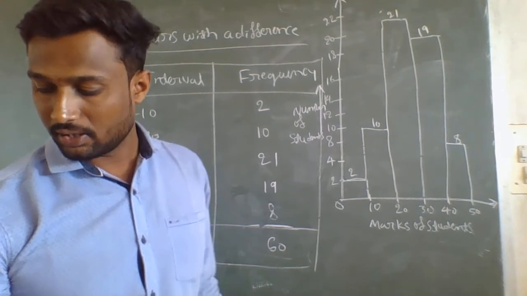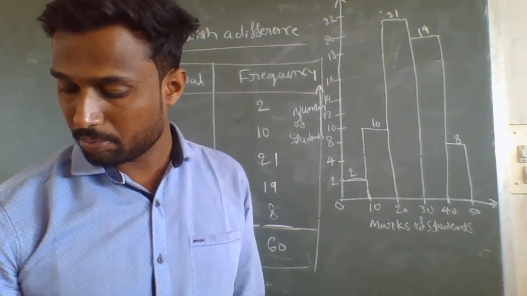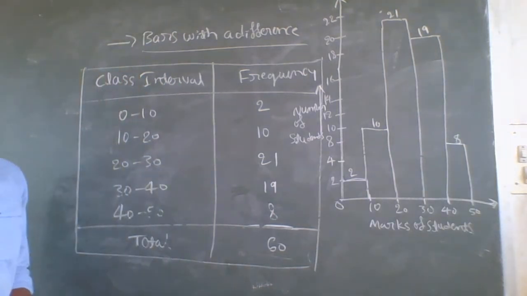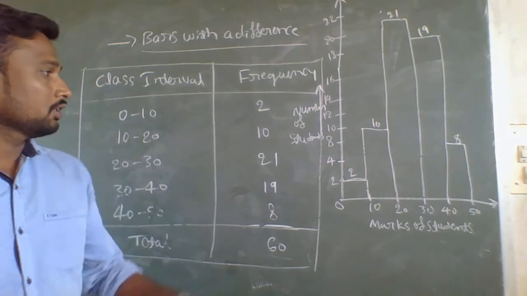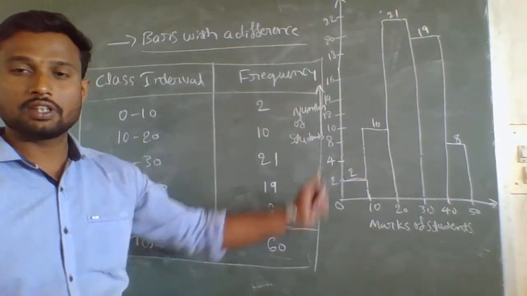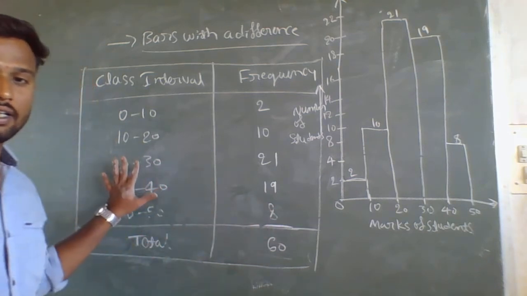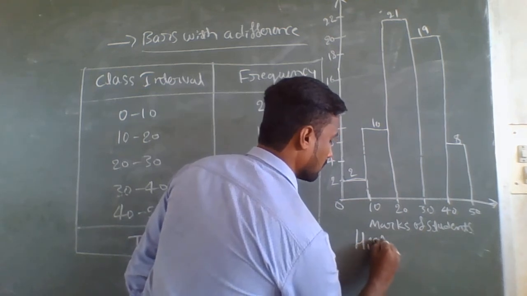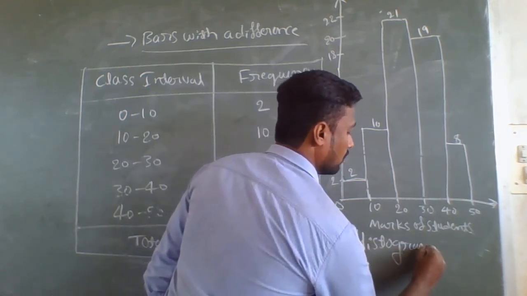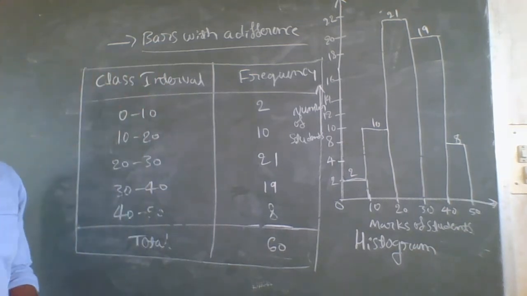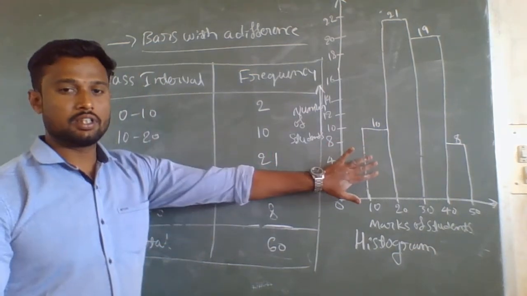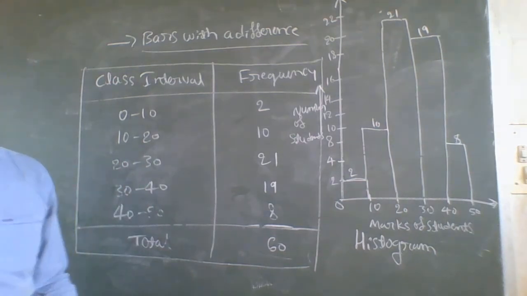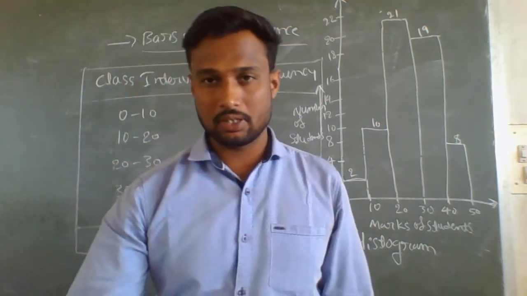The graphical representation of data in this manner is called a histogram. What is this? The graphical representation of this data is called a histogram. What do you mean by histogram? The graphical representation of data is called a histogram. They have given another example on histogram only.